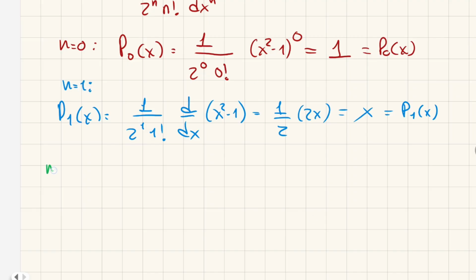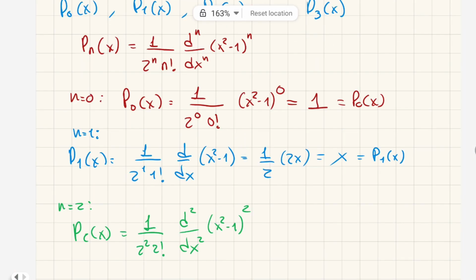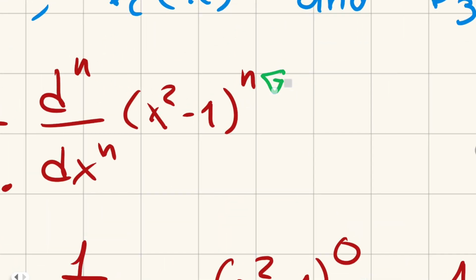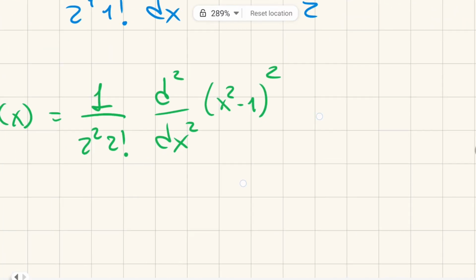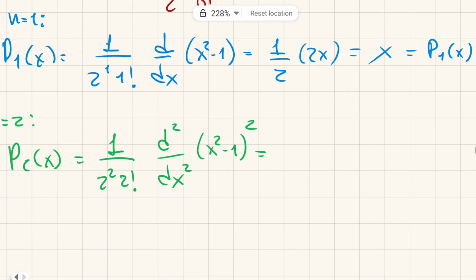Then we are going to take n equals 2 as P sub 2 of x equals 1 divided by 2 to the 2, 2 factorial, the second derivative with respect to x of x squared minus 1 to the second power, right? Remember that there is an n here at the exponent. So what is this going to be? Well, the first part is easy. It will be 1 divided by 8.